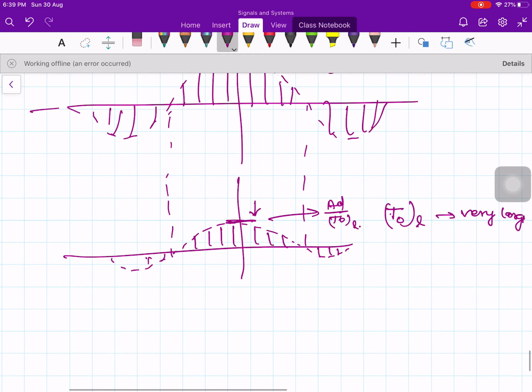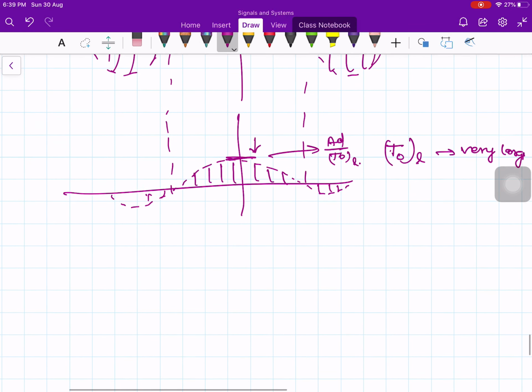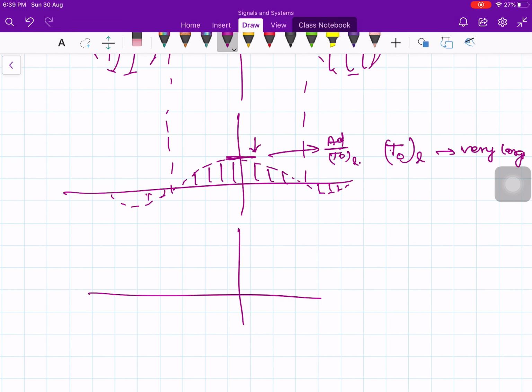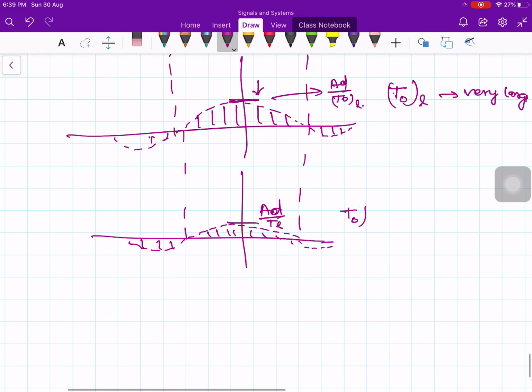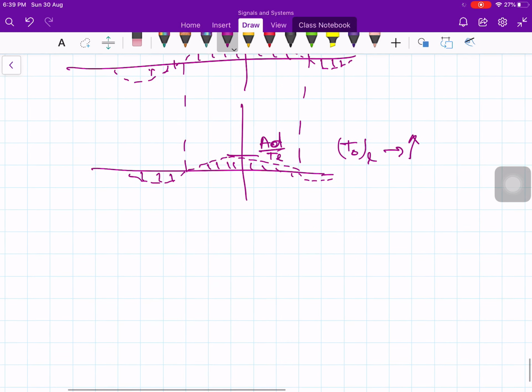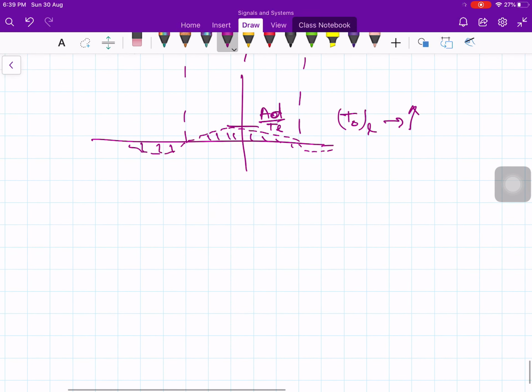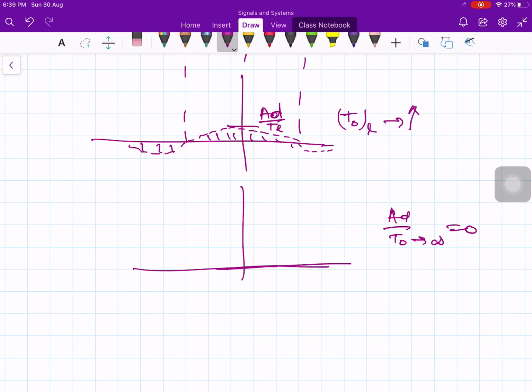If you increase it still further, the same spectrum with the same zero crossing points becomes like this, very, very small. The height is reduced, A d by T naught of L, as you allow T naught of L to increase. When T naught becomes infinity, A d over T naught goes to zero, so the amplitude becomes 0. Therefore you will get a zero line, so there is no spectrum.